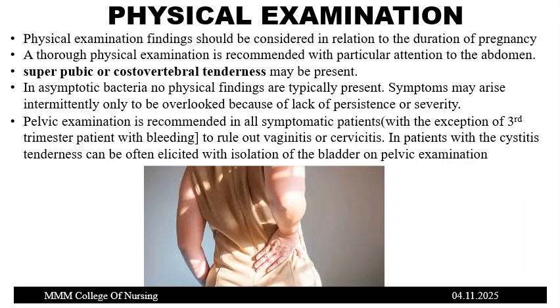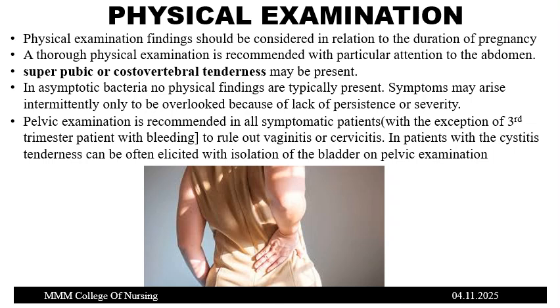In physical examination, findings should be considered in relation to the duration of pregnancy. A thorough physical examination is recommended with particular attention to the abdomen. Suprapubic or costovertebral tenderness may be present. In asymptomatic bacteriuria, no physical findings are typically present. Symptoms may arise intermittently only to be overlooked because of lack of persistence or severity. Pelvic examination is recommended in all symptomatic patients, with the exception of third trimester patients with bleeding, to rule out vaginitis and cervicitis. In patients with cystitis, tenderness can often be elicited over the bladder on pelvic examination.